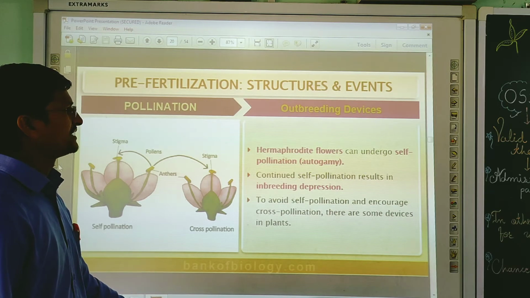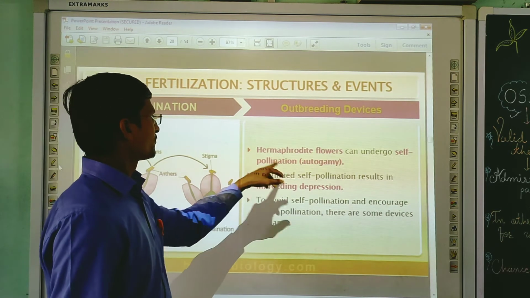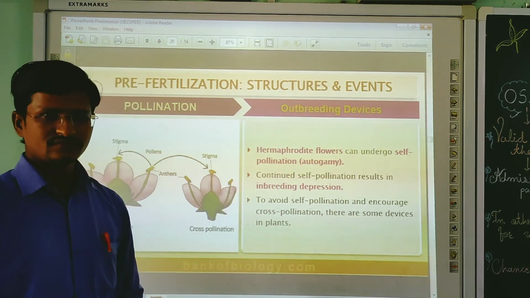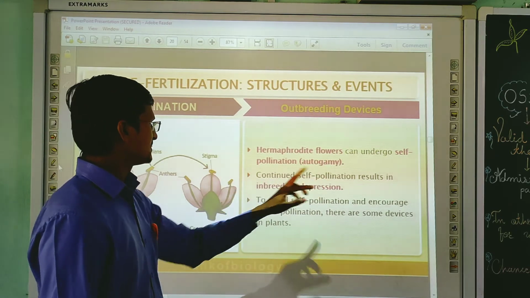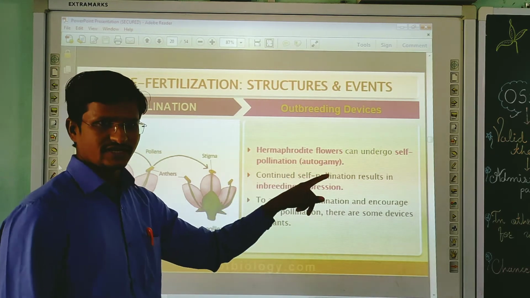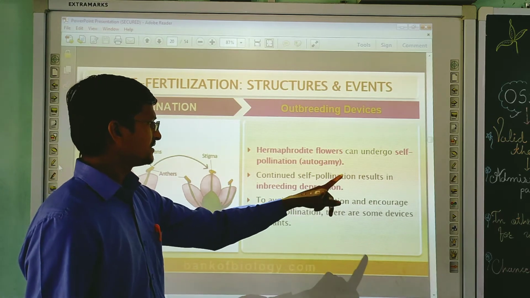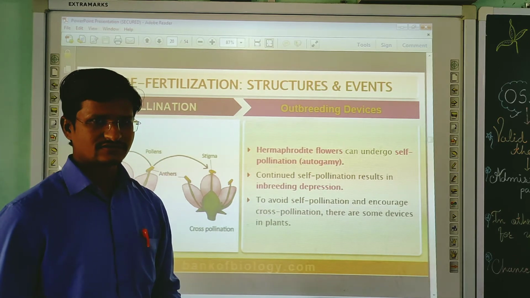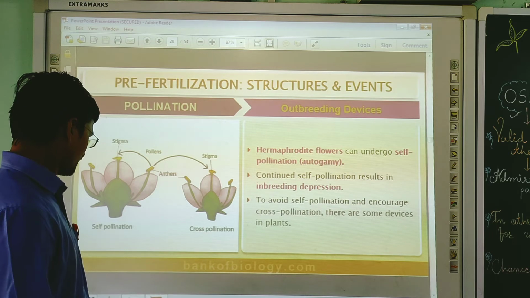Now outbreeding devices. So in pollination, hermaphrodite flowers can undergo self-pollination, that is autogamy, and the continuous self-pollination results in inbreeding depression that we discussed first and second. To avoid self-pollination and encourage cross-pollination, there are some devices in the plants. So self-pollination, cross-pollination, one by one we will see.